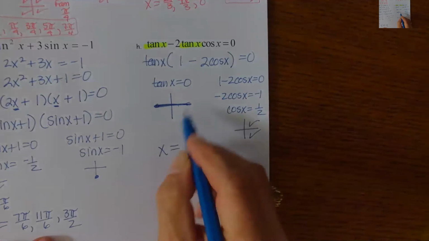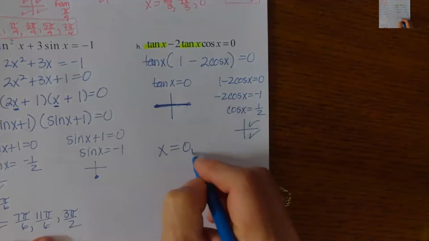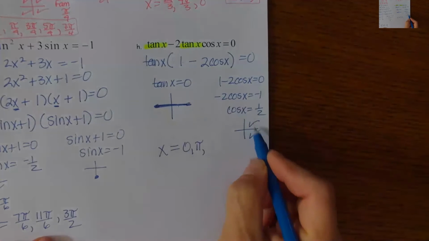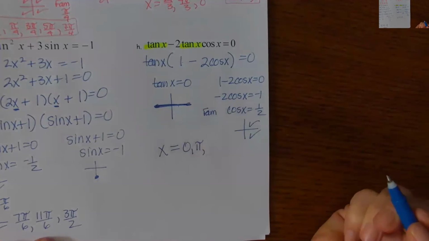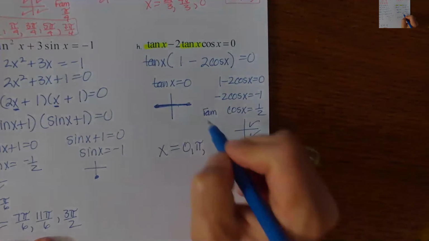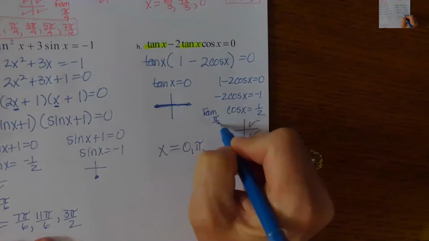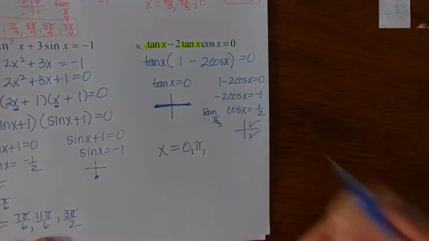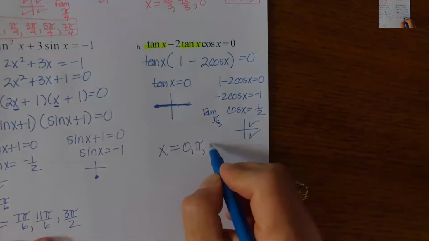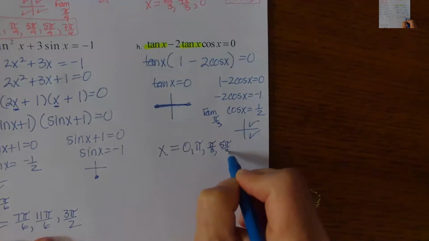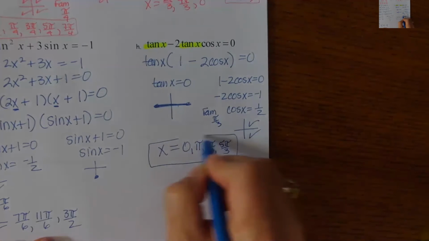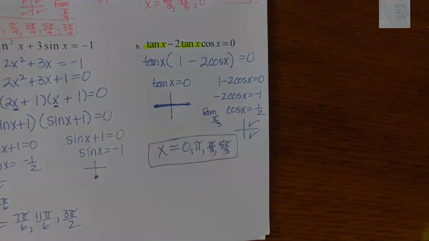So what are the answers? Well, this is 0 and pi. And what are these answers? Cosine, oh, what family is that? Always identify your family. What family is that? Pi over 3, because that's where cosine is 1/2. So that's going to be pi over 3, and 1 less than double, 5 pi over 3. So how many answers do we get? We have 4 answers on this one, right?